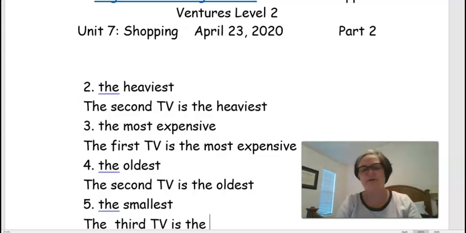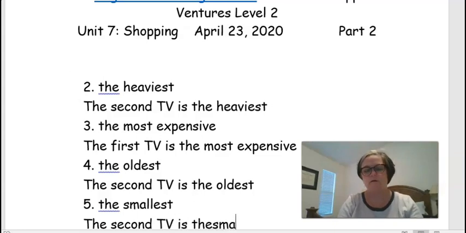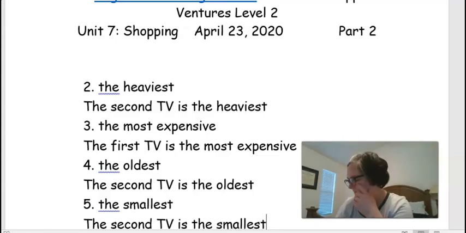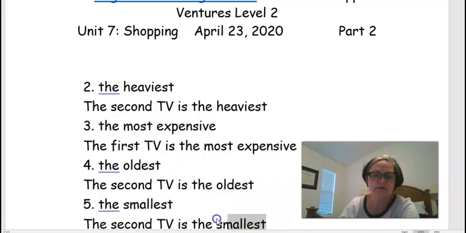Okay, so it says the third TV is the smallest, but it's the second one. That's an error. Yeah, it even says that in my book. I don't know why it's any different. It's just an error in the book. So it should be the second TV is the smallest. So if you need to stop the video, go ahead and do that and make any corrections. And then we'll pick up with number 6.